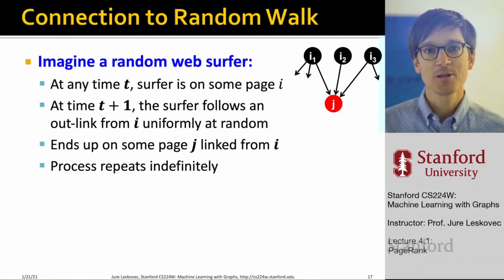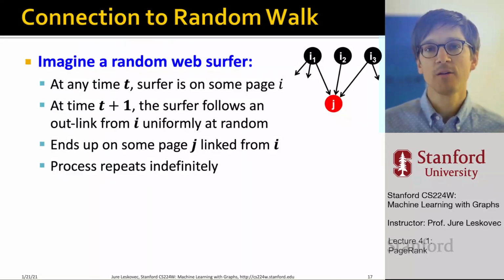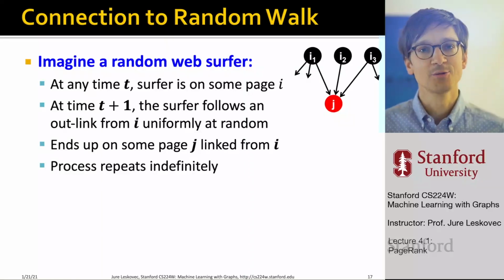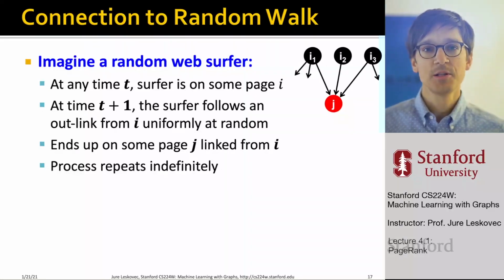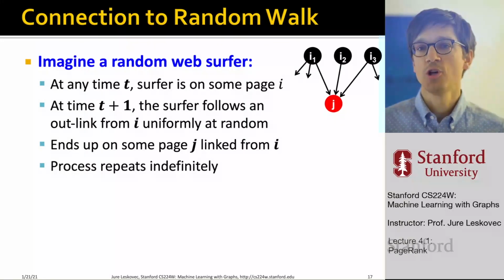So this is somebody, or this surfer, who at some time t is on one of the pages on the web. And then because this person is, let's say, so bored, they decide to randomly surf the web. What this means is that when they are at page I, at the next time step they decide to pick an outlink of this page I uniformly at random and click it. And this means they navigate now to the new page J.